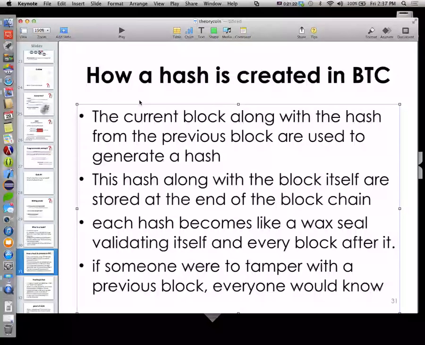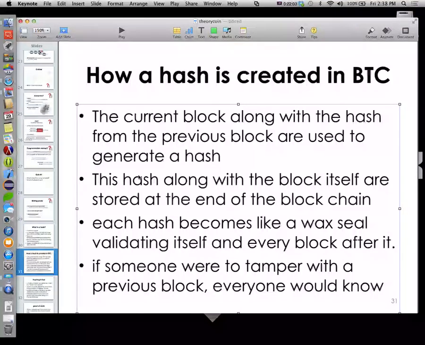So how is the hash created? Well, we take the current block along with the hash from the previous block to generate a new hash, a new guess. The hash from the previous block was the correct answer. So I'm going to take the header from the current block, which we talk about in a couple more slides, and I'm going to take the winning guess from the previous 10 minutes. I'm going to put those together with a couple other secret spices and generate a guess. And I'm going to throw it out there and say, did I win? And I'm going to do that over and over again.